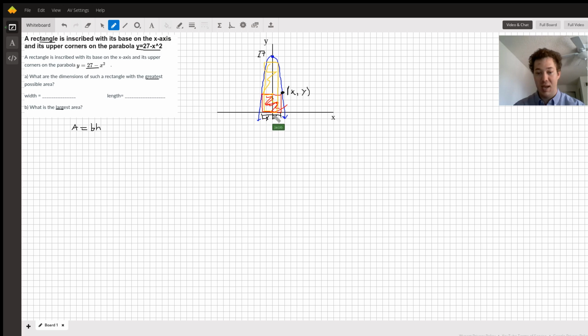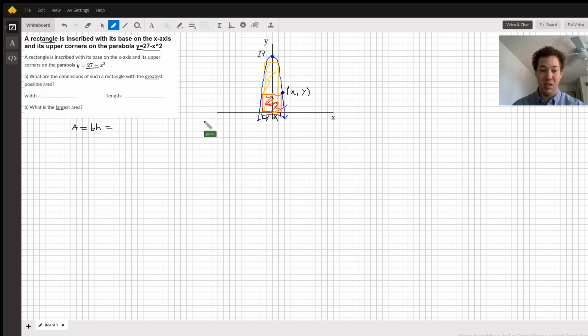So that means that we have the base, which is a negative x on this side and a positive x on this side. We know the length of the base would be the x plus x, which is just 2x, right? And the height of this rectangle is y. So what's the height? The height goes all the way up to the parabola. In the parabola, the equation is given as 27 minus x squared. So the height is just 27 minus x squared.